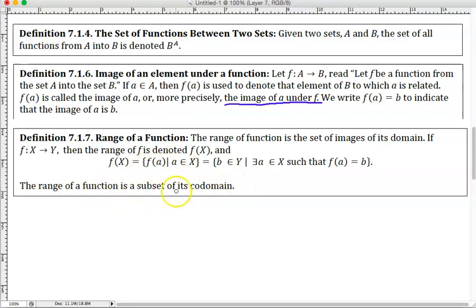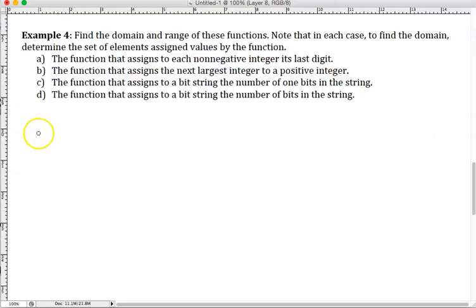The codomain of a function is the set of all possible values that could happen for the outputs. The range is a subset. The range is the actual values that you get for the outputs when you plug the inputs in. So the range is a subset of the codomain of a function. Okay, so let's look at this example. We want to find the domain and the range of each of these functions. So let's see. Part A says I'm looking at the function that assigns to each non-negative integer its last digit.